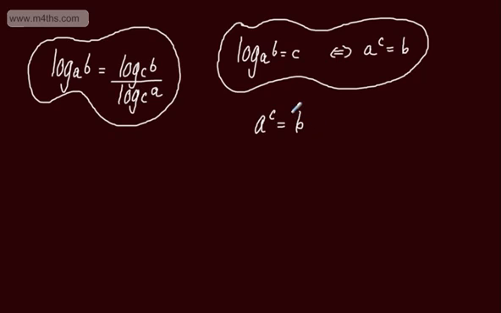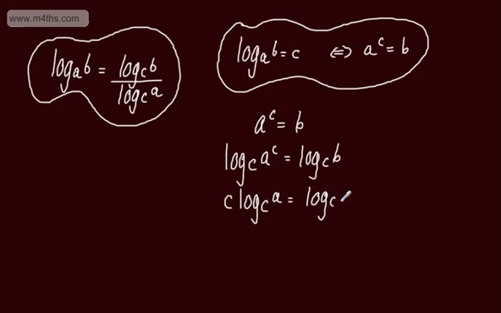At this stage, I'm going to take logs of both sides of the equation, and we're going to use base c. So if I do that, I'm going to have log to the base c of a to the power of c is equal to log to the base c of b. I'm going to use the power law and bring the c down. So we have c multiplied by log to the base c of a is equal to log to the base c of b. At this stage, I'm going to divide through by log to the base c of a. That's going to give me c is equal to log to the base c of b divided by log to the base c of a.